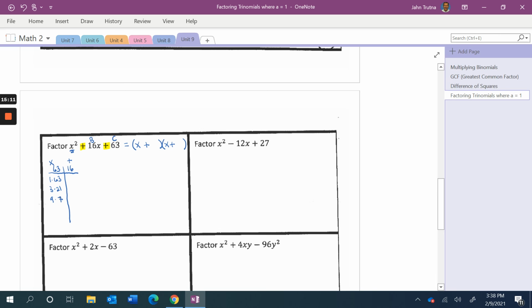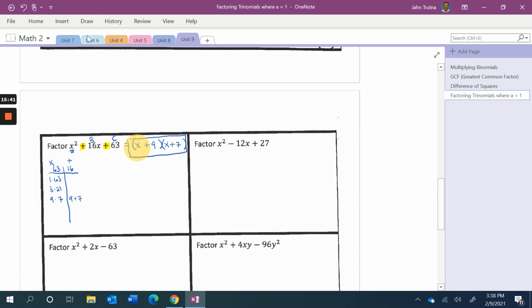So hopefully that makes sense. So which one of these pairs of numbers, 1 and 63, 3 and 21, 9 and 7, adds to make my b value 16? That's 9 and 7. 9 plus 7 is 16. So you have your factors. So I have x plus 9, I have x plus 7. So the quantity x plus 9 times the quantity x plus 7 are the factors of the trinomial x squared plus 16x plus 63. Next one, factor x squared minus 12x plus 27.